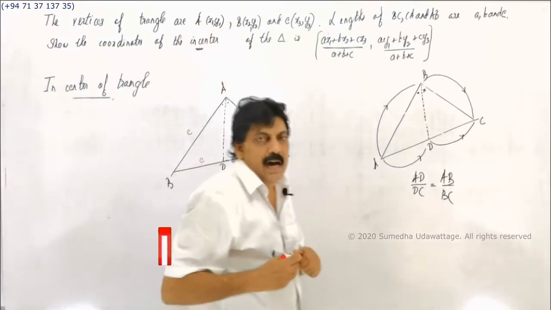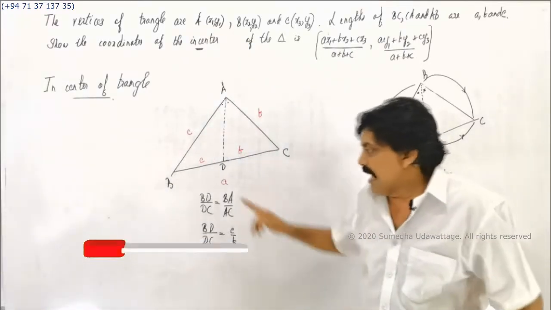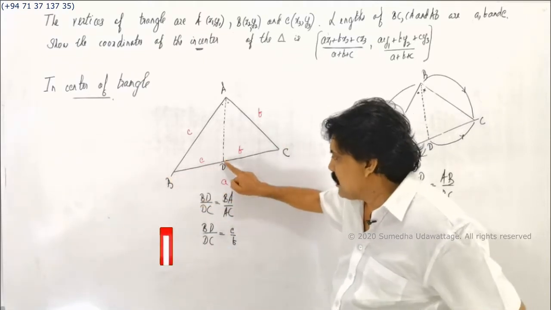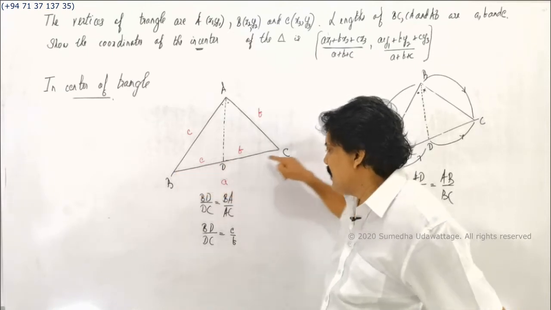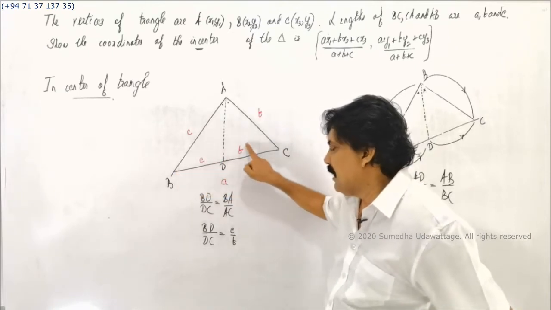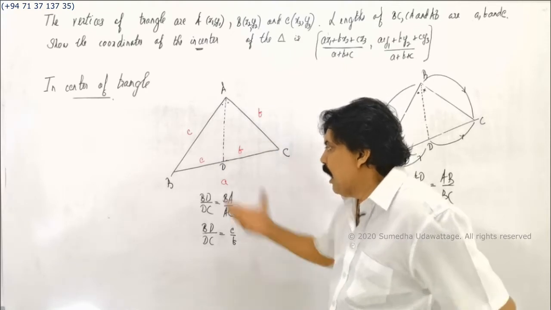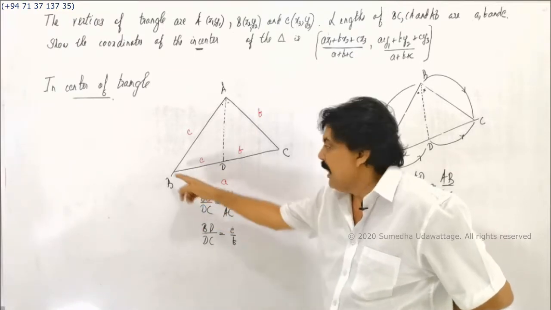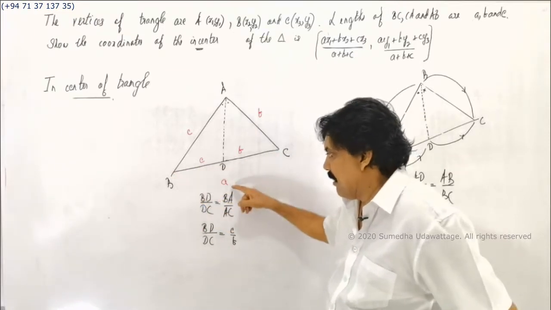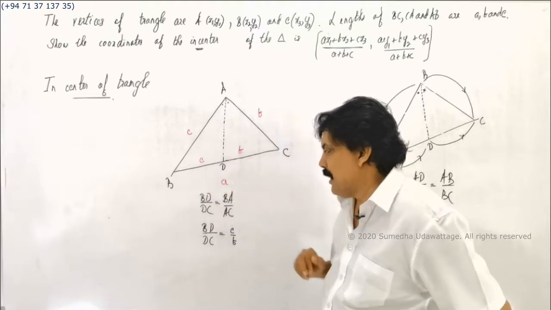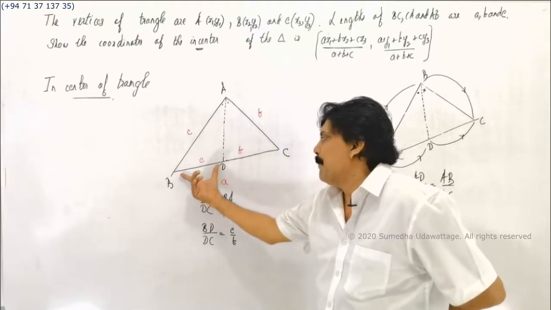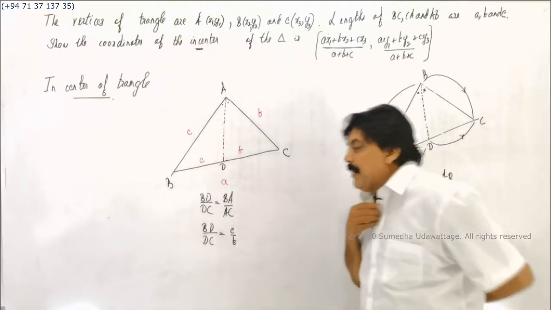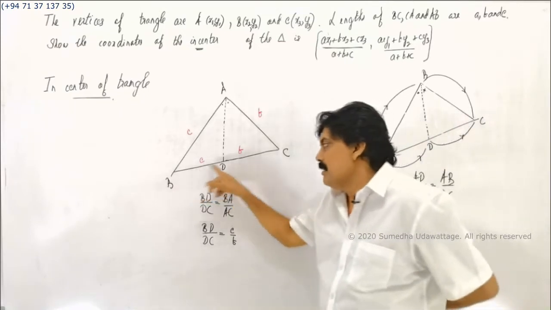Then I would ask you the question: if the complete length of this side is A, and if this point divides this line in the ratio C to B, what would be the length of BD? The complete length is A. This divides in the ratio C to B. I want the length of this part. Close the video for a moment, take a piece of paper and try to write it on your own.